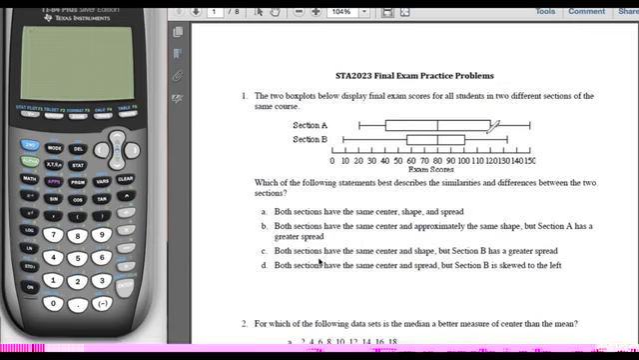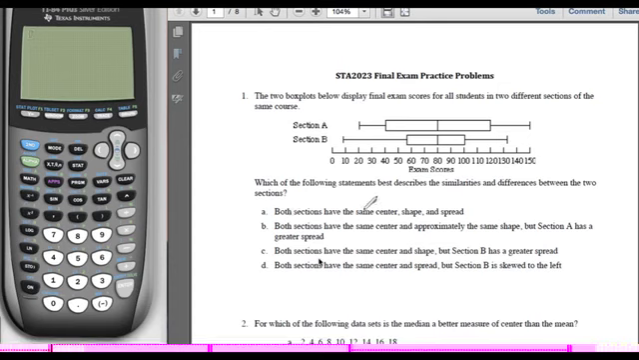It says, these two box plots display final exam scores for all students in two different sections of the same course. I've got section A and section B. I want to know which of the following statements best describes the similarities and differences between the two sections. On any multiple choice test, it's a good idea to read through all of your choices and see which ones make sense and which ones don't make sense at all. You can narrow down your possibilities there, and you can also get an idea of what's being asked about.